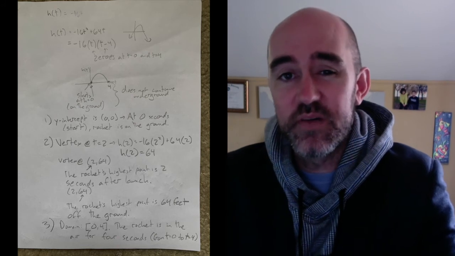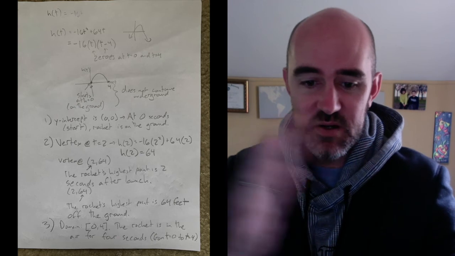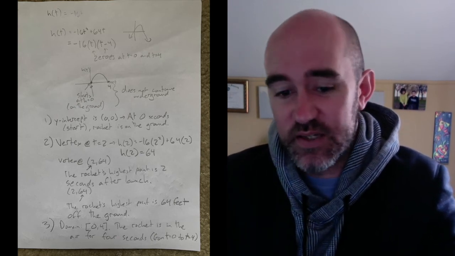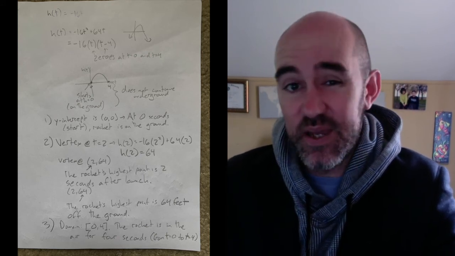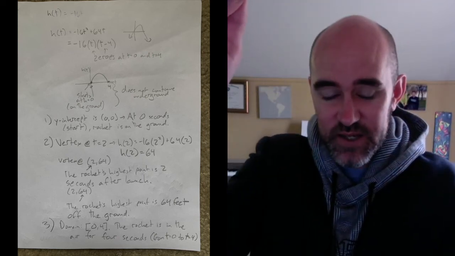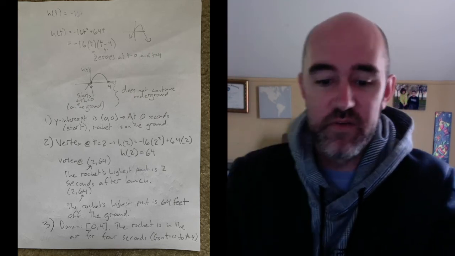Number 2, the vertex was at t equals 2, which is halfway between the zeros of 0 and 4. And then I found the y-coordinate of the vertex, h of 2, by substituting 2, and I found it was 64. So what does that mean? It means that the highest point of the rocket came 2 seconds after it was launched, and that at that point it was 64 feet off of the ground.